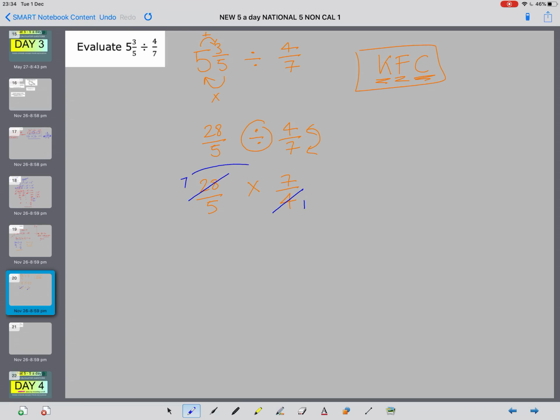So then you want to multiply the 7 by the 7, which is 49, and the 5 by the 1, which is 5. So again, that's an improper or a top-heavy fraction. You can change it into a mixed number. So how many times does 5 fit into 49? It's 9 times with 4 left over. So that 4 goes over the denominator of 5. So it's 9 and 4/5. Final answer.